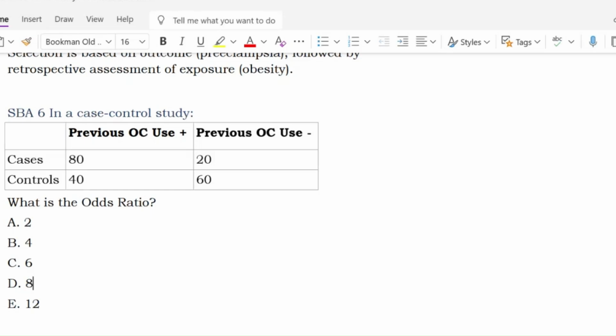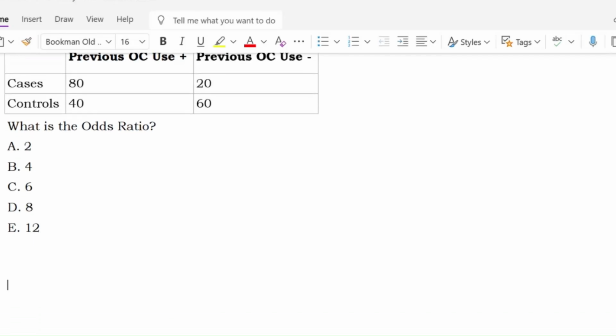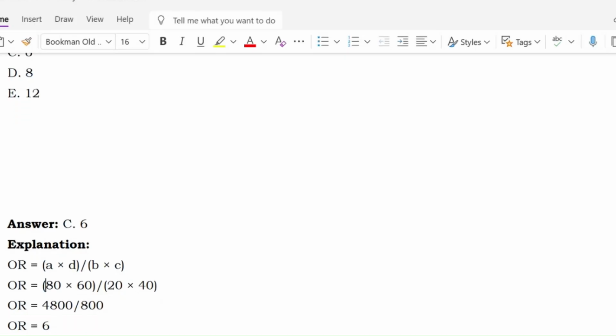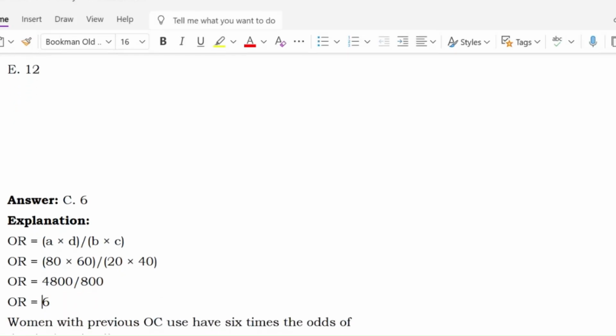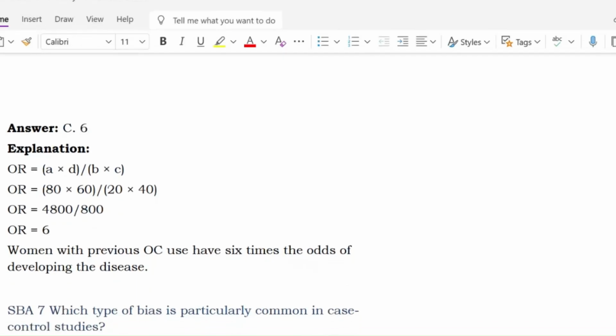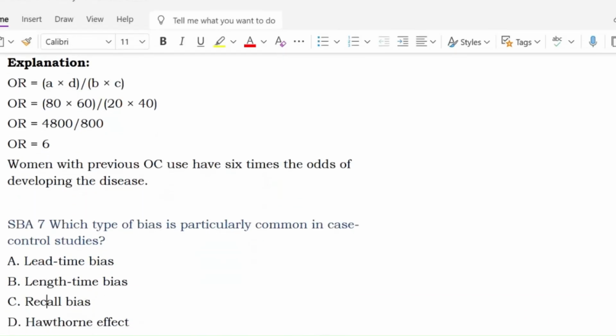So what is the odds ratio here? 12? How come 12? It should be 6, no? 6. AD upon BC. 80 into 60 divided by 20 into 40. So it will be 6. Women with previous OC use have 6 times the odds of developing the disease.